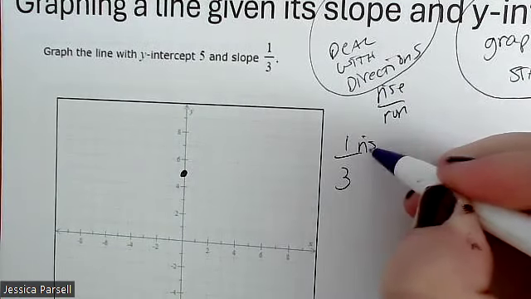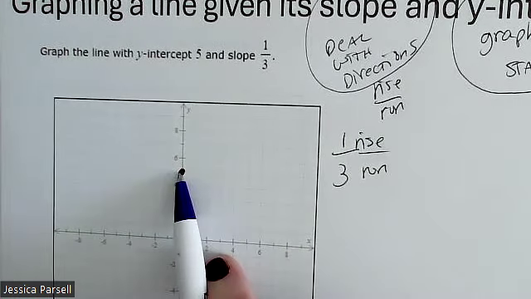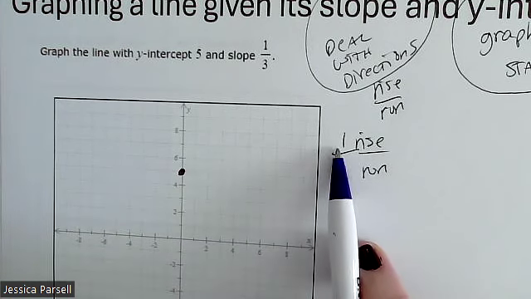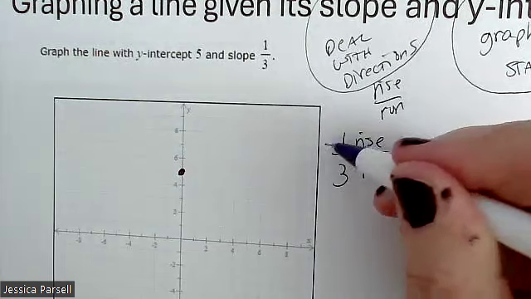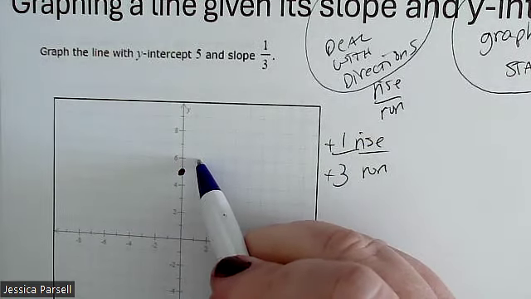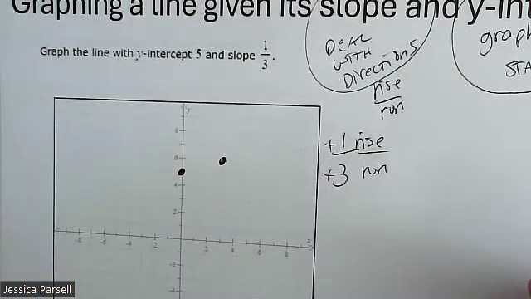1/3 is rise over run. So if we start here, we're going to rise up 1, because it's positive. And then we're going to turn right and run 3. So up 1 and over 1, 2, 3. And that's where your second point is going to be. And then you can connect your line.